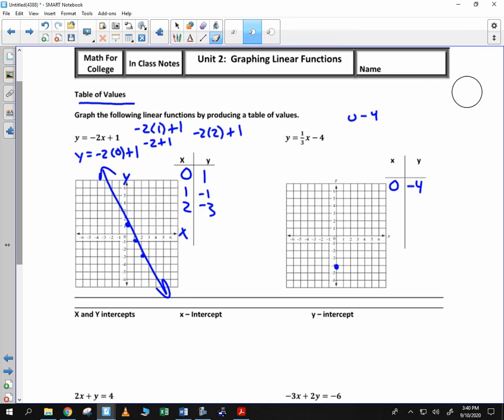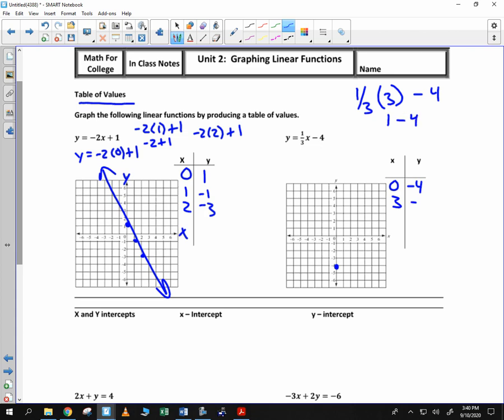It's a fraction. So sometimes it's really good to plug in a number that's divisible by 3. For example, if you try 3, 1/3 of 3 is 1, minus 4 is -3. Try another number that's divisible by 3, say 6. 1/3 of 6 minus 4. Well, 1/3 of 6 is 2, minus 4 is -2.